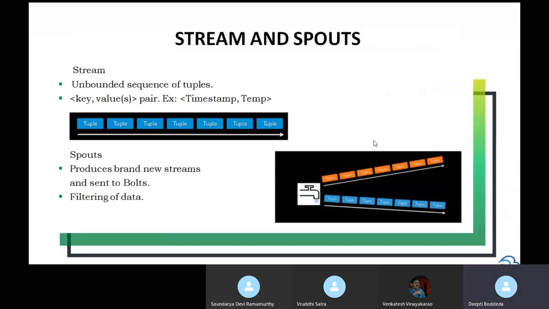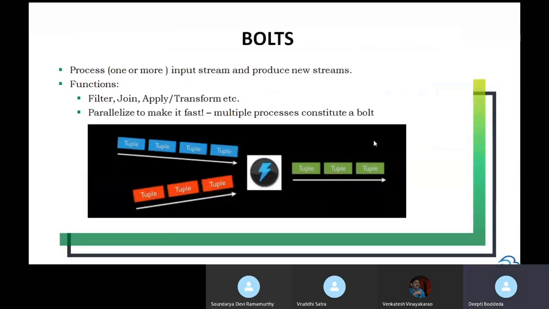Spouts produce brand new streams, and these streams are sent to bolts. Here some kind of filtering and enriching of data is done. Streams are nothing but an unbounded sequence of tuples, and bolts are the ones who actually do the processing. All the transformation of streams happens in bolts. Various functions like filter, join, and transformations are done in bolts.